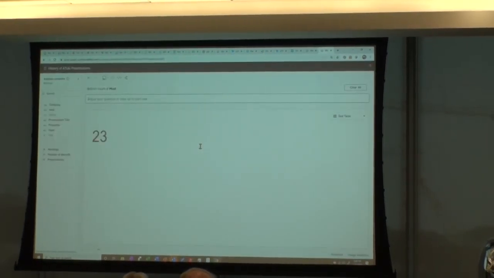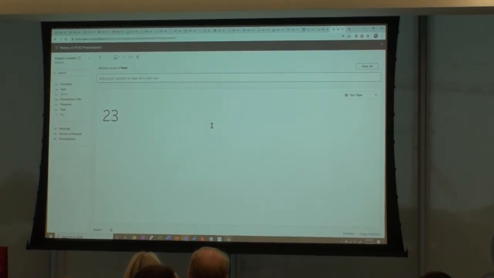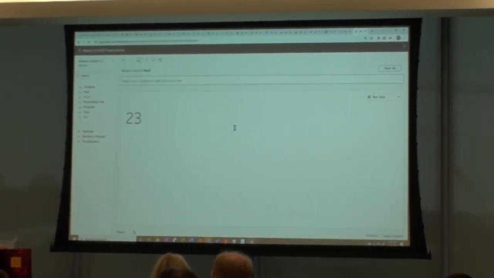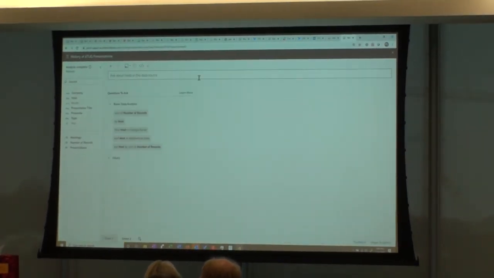And just like that, Ask Data is going to tell us that we've actually had 23 different locations throughout the city that have hosted a Tableau user group. So just for the diversity of that, let's give a quick round of applause. I think that's pretty cool.